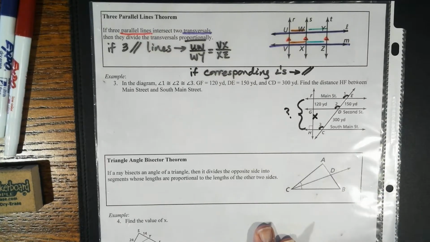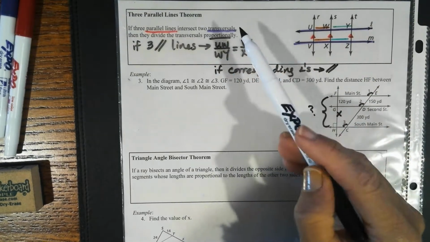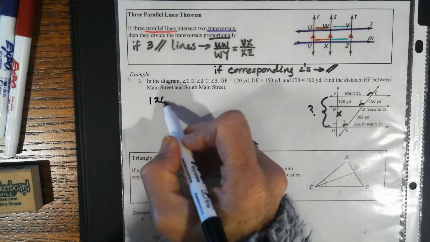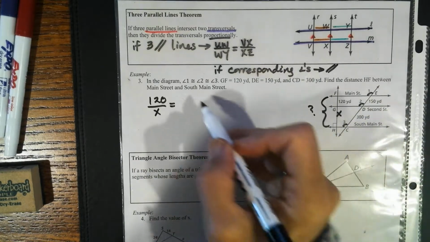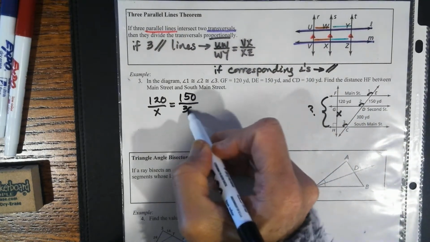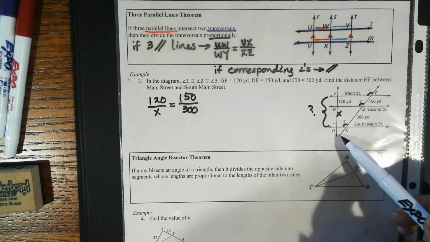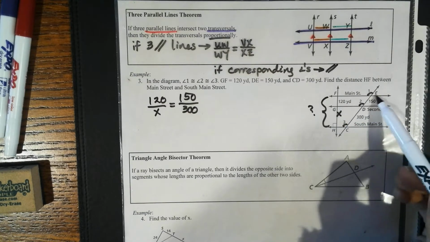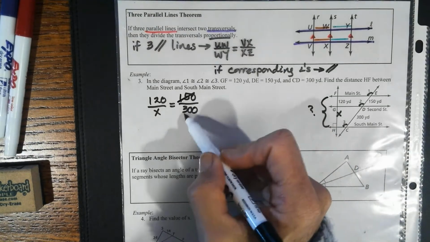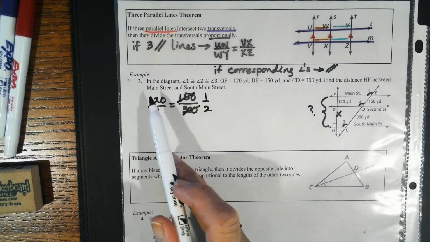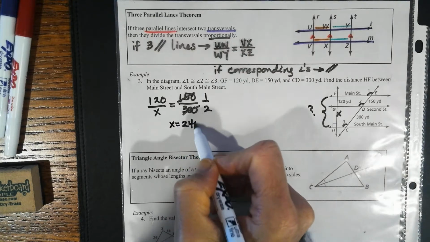Okay? So, you know, in a perfect world, I can write this proportion right here. I can write 120 over x equals 150 over 300. So you've got these proportions. The transversals are here and here. So it's 120 over x equals 150 over 300. And then I can solve it. I actually notice here that if I reduce this, this turns into a half. So 120 over x equals 1 over 2. This gives me x equal to 240.